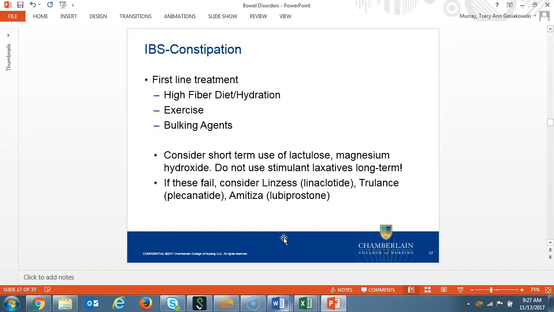Newer agents have come along that have been approved by the FDA for the treatment of IBS constipation and include Linzess or linaclotide, Trulance, plecanatide, and Amitiza, lubiprostone. These drugs work by acting locally on the apical membrane of the GI tract to increase intestinal fluid secretion and improve fecal transit.